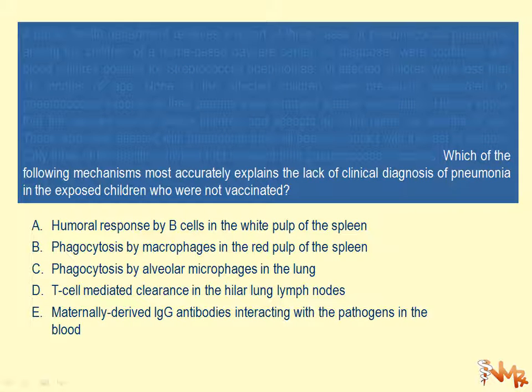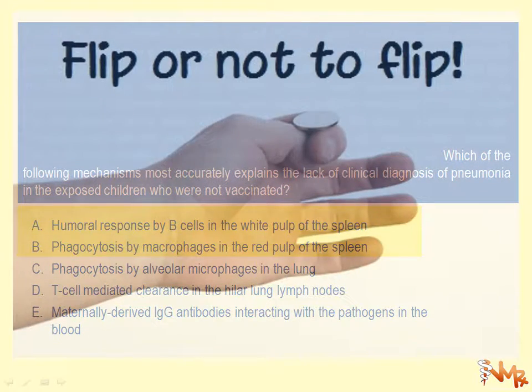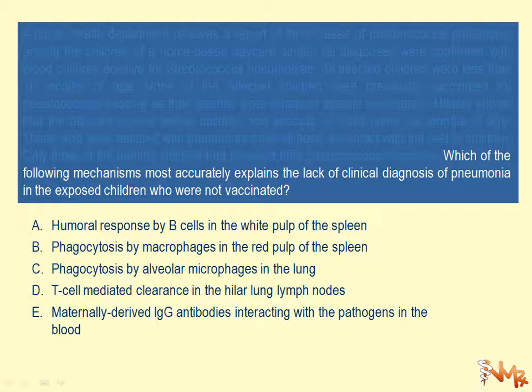Of course, here we are looking for a mechanism to explain lack of clinical diagnosis of pneumonia in children who were not vaccinated. So by looking at options A and B, because of the similarity and the contrast of the 2 statements, I have a feeling that maybe one of these 2 may be my correct answer. And between the 2, of course, A doesn't seem to be correct, because the question says, which of the following mechanisms explains lack of clinical diagnosis in those who were not vaccinated? If I'm not vaccinated, I may not have humoral response. So A is false. Therefore, B seems to be the correct answer.